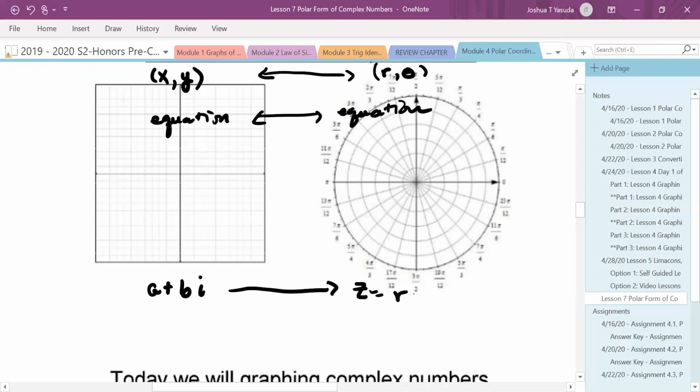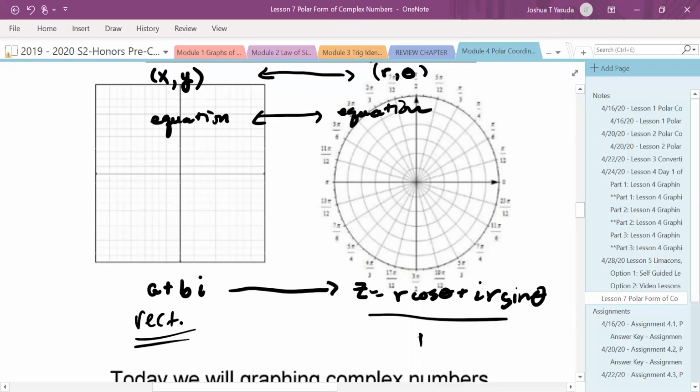So z equals r times cosine of theta plus i r sine of theta. And we'll talk about another way you could write that. So we're going to go in from, this is kind of like rectangular form, but we'll just call it complex number form. And then it goes into polar. This is the polar form of a complex number. All right, and we're going to talk about how we do that today.